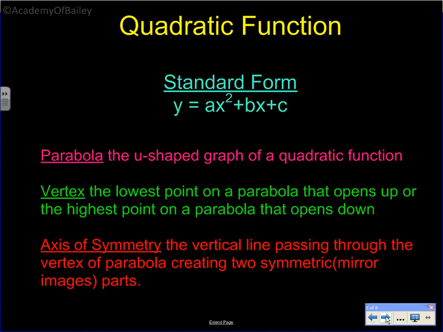A quadratic function, standard form. I should have this memorized, because we're going to need to know sometimes what A, B, and C are. And actually, you do need to have it memorized, because when you go to graph, you need to use A and B to find the vertex of the graph. So standard form is y equals ax squared plus bx plus c.